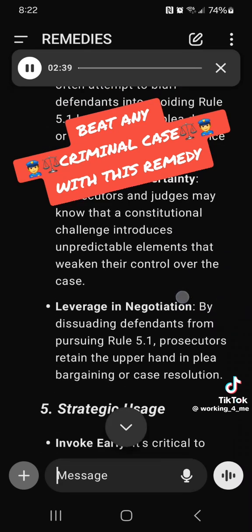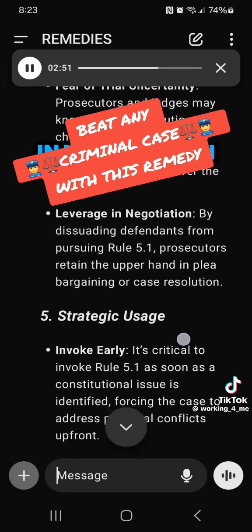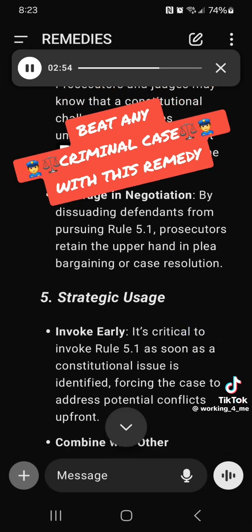the constitutional issue. Fear of trial uncertainty. Prosecutors and judges may know that a constitutional challenge introduces unpredictable elements that weaken their control over the case. Leverage in negotiation. By dissuading defendants from pursuing Rule 5.1, prosecutors retain the upper hand in plea bargaining or case resolution.